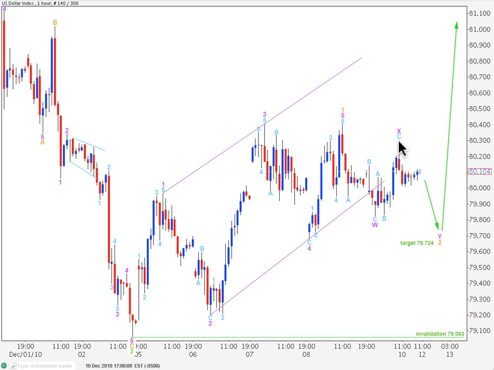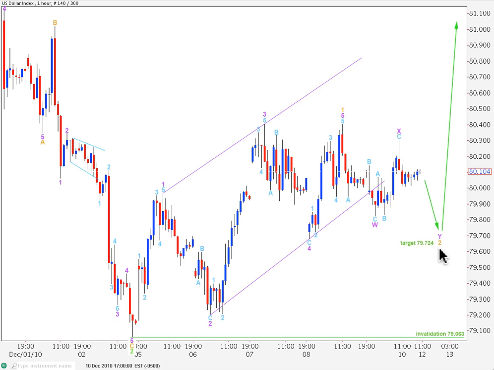It's most likely a double combination, either a double zigzag or a zigzag followed by either a flat or a triangle. We'll see how this one unfolds. I expect we're most likely to see a zigzag to the downside for wave Y, possibly also a flat and less likely a triangle, around about to 79.724 where wave Y purple will reach equality with wave W.